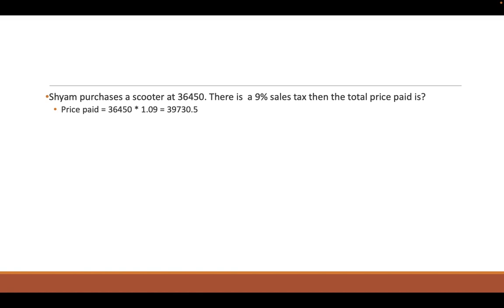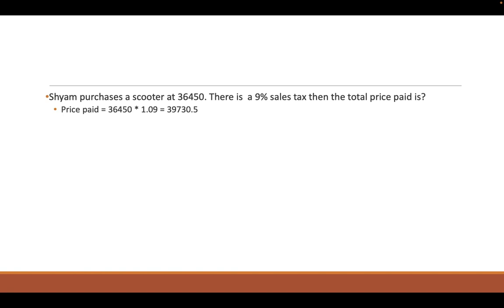Okay, now we will go ahead and solve some questions on this, so that we will know how we are going to apply the learnings we received now. So this is one question where it is saying Sham purchases a scooter at 36,450. There is a 9% sales tax.